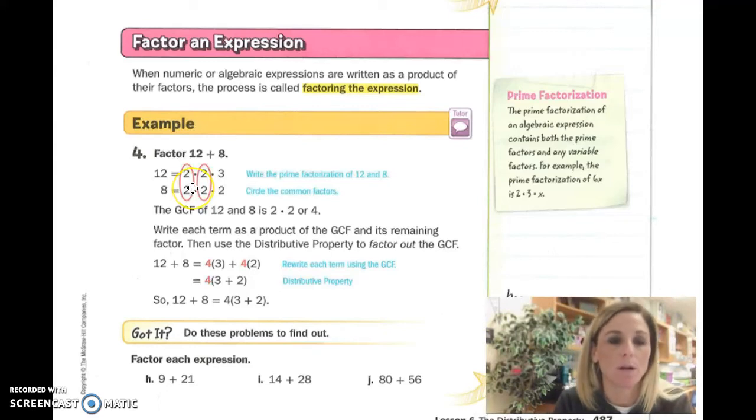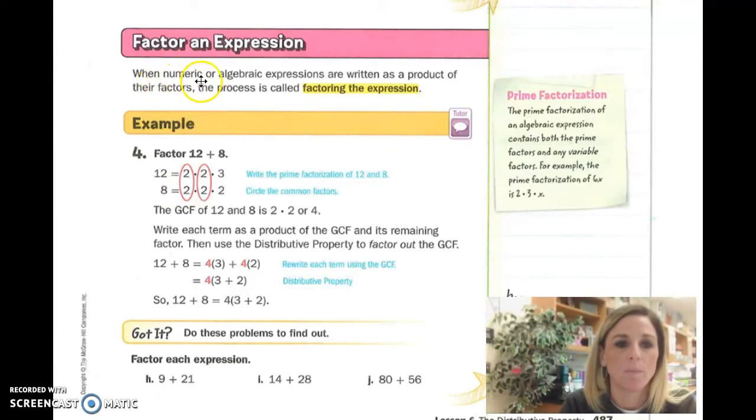Anyways, here you go. So we are on the next part. We are factoring an expression. It says when numeric and algebraic expressions are written as a product of their factors, the process is called factoring the expression. So here's what it's going to look like.